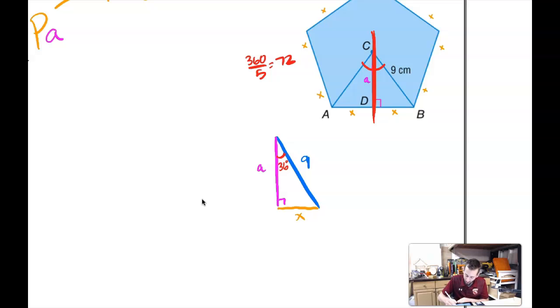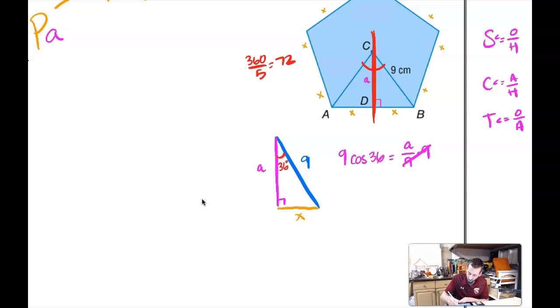And so I have cosine of 36. Cosine, if you recall, sine of the angle equals the opposite over hypotenuse. Cosine of the angle equals the adjacent over the hypotenuse. That's the one we're using now. And tangent is equal to the opposite over the adjacent. So equals A over 9. And we would multiply both sides by 9 to get A.